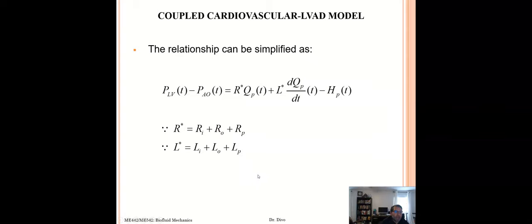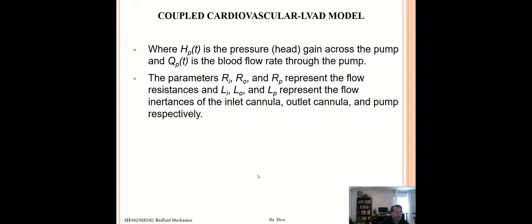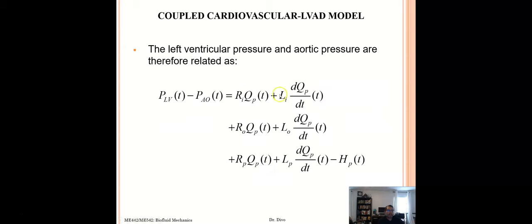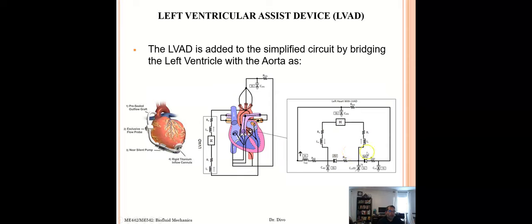Okay, if we notice the equation that we formulated here, we can combine all this. We take a common factor QP, and that will multiply the sum of RI, RO, and RP, and we take a common factor dQ/dt, and that will multiply the sum of LI, LO, and LP. That's obviously the case because these are all in series. The inlet cannula, the pump, and the outflow cannula are all in series with each other, and therefore the resistors add up and the inductors add up.